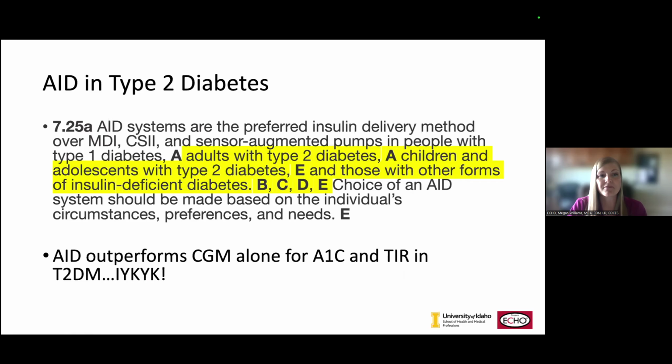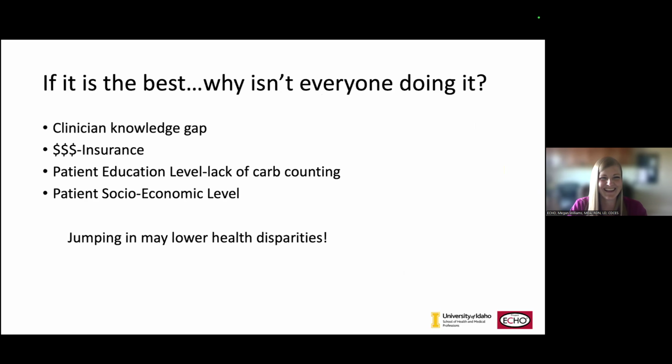This is the preferred method. So I got a little creative here. When you look at all of the letters that we like to use, it made me laugh as I was typing this sentence out. So automated insulin delivery in research outperforms CGM alone. Super grateful for CGM. Unfortunately, it doesn't outperform automated insulin delivery for A1C and time in range in type 2 diabetes.